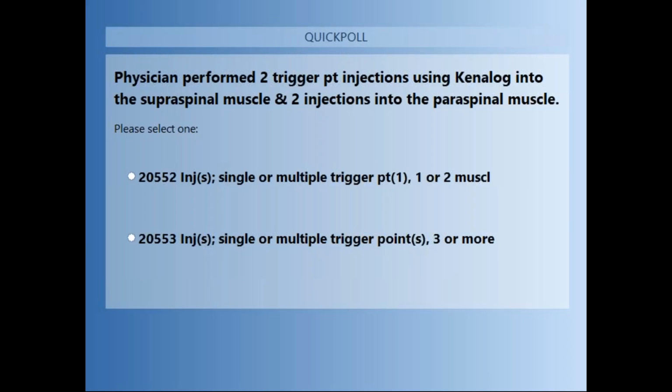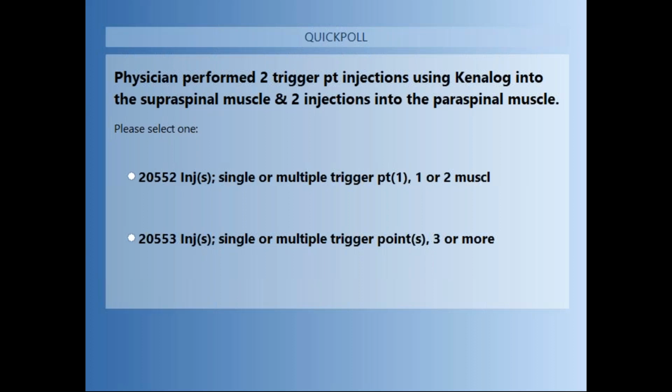So let me launch our first polling question. And we had to abbreviate this quite a bit, so I will read it to you. The physician performed 2 trigger point injections using Kenalog into the, and hopefully I'm saying this right, supraspinal muscle, and 2 injections into the paraspinal muscle. What is the correct CPT code? Is it 20552, injections, single or multiple trigger points, 1 or 2 muscles, or is it code 20553, injections, single or multiple trigger points, 3 or more muscles?